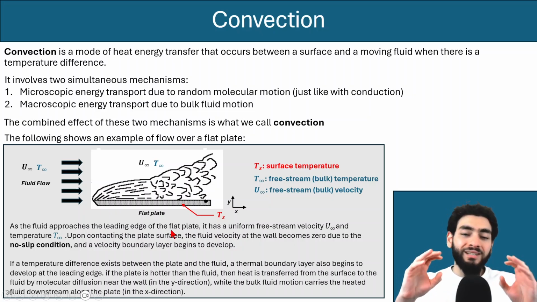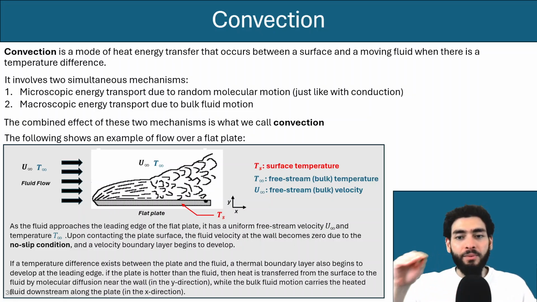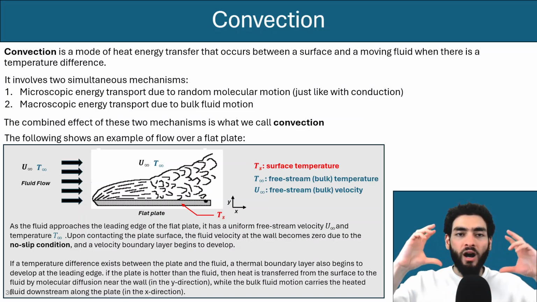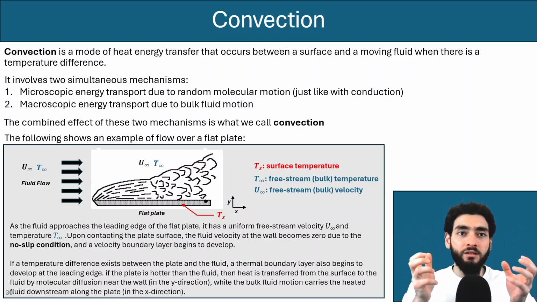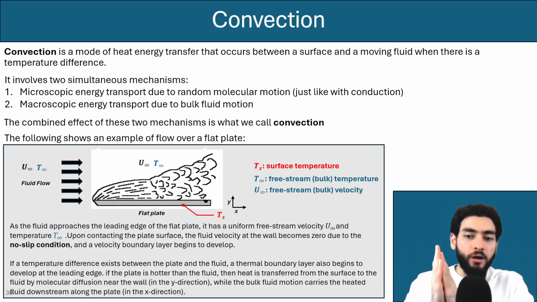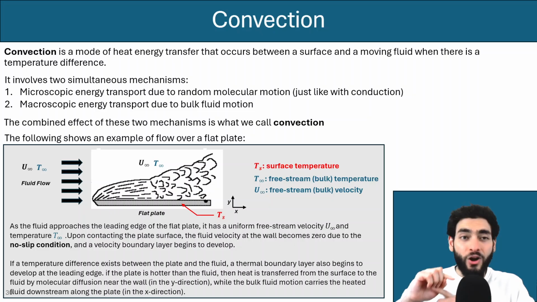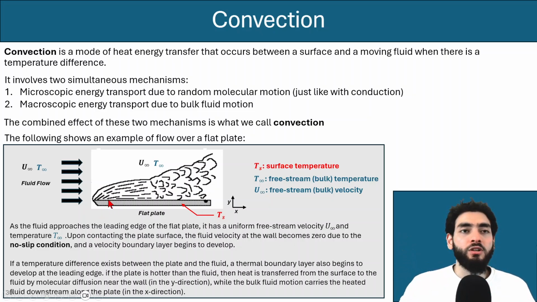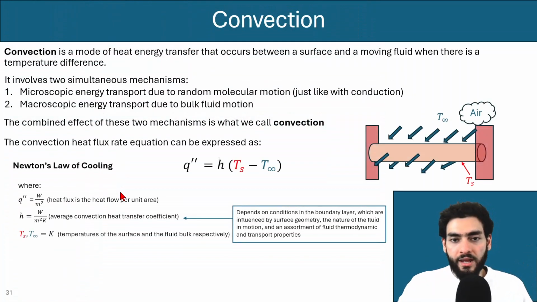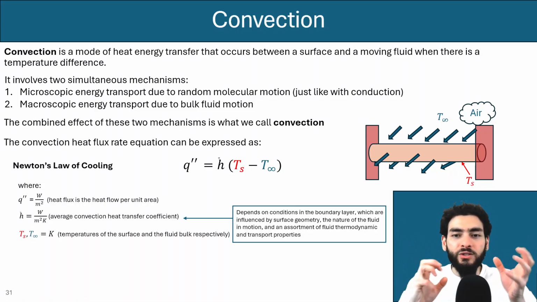I'm going to go into more detail about the boundary layer theory so that you can understand what exactly is happening as you travel along the solid surface. But for now, I just wanted to give you a high-level overview of what convection is, and the idea that while a velocity boundary layer develops, we also have a thermal boundary layer that develops at the leading edge of the solid surface. Okay, so now we know the definition. Let's see what we can use to quantify, to express this.